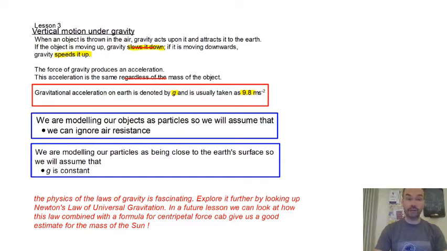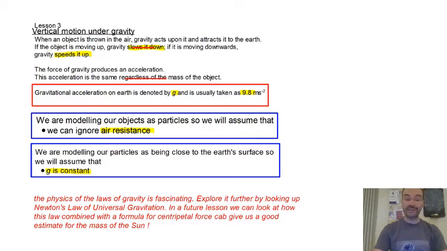We're modeling our objects as particles, objects without dimension. Objects without dimension are not affected by air resistance or drag. We're also modeling our particles as being close to the Earth's surface, so we're going to assume that g is constant.